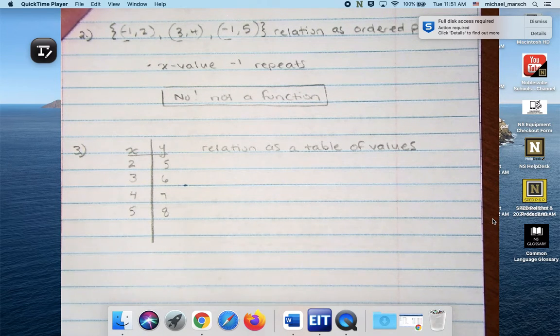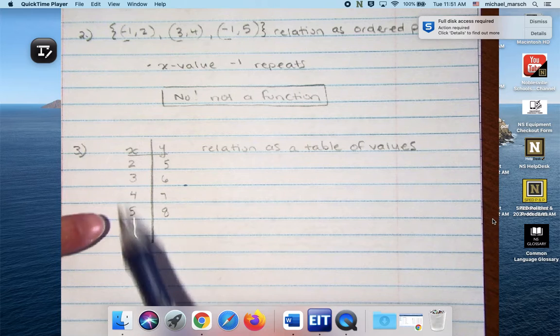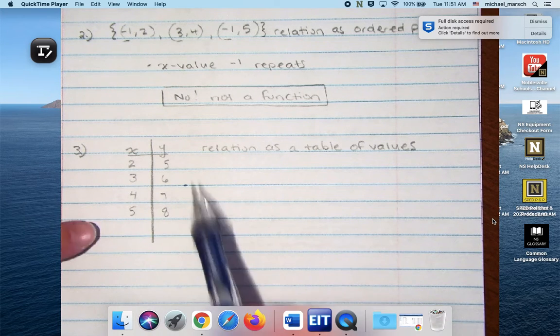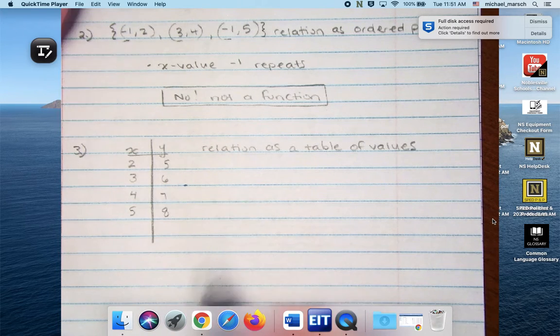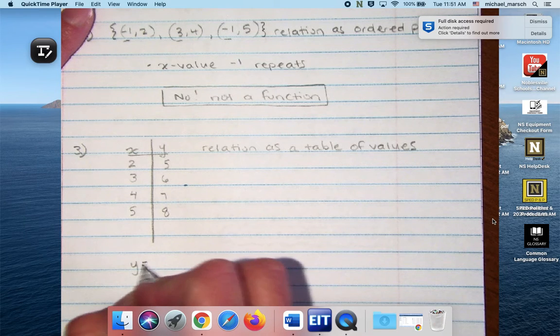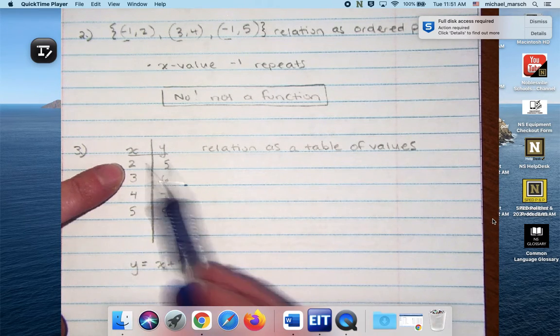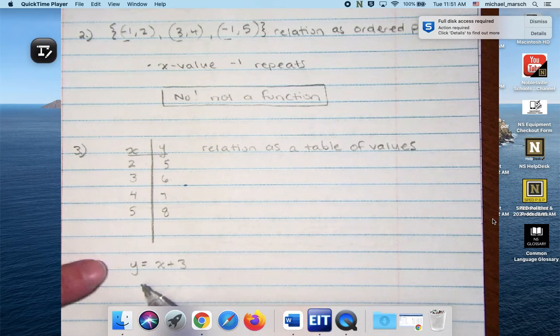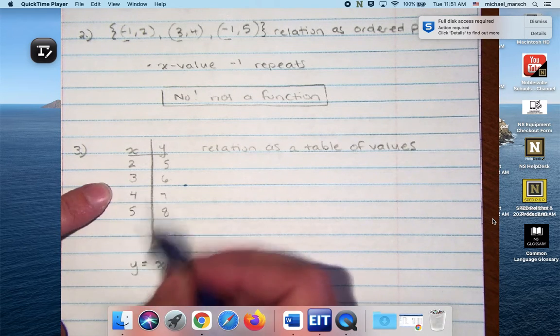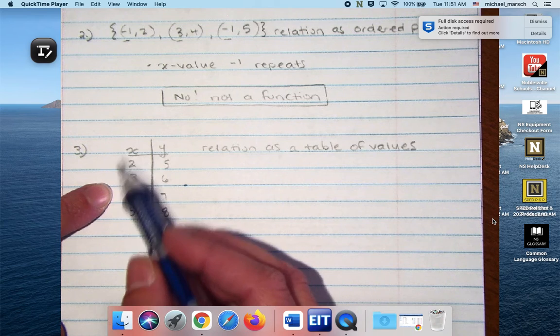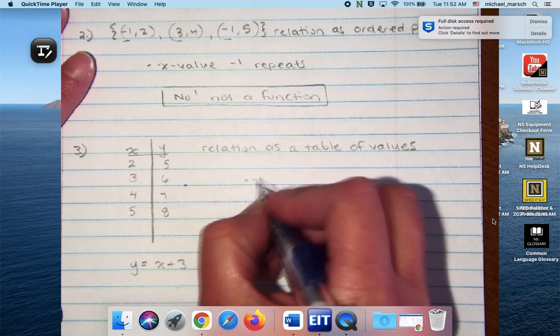So first of all, let's look at this table of values. Our rule is y equals x plus 3, right? Because we take the x value, we add 3. And then we can look and say, yes, this is a function because the x values do not repeat.